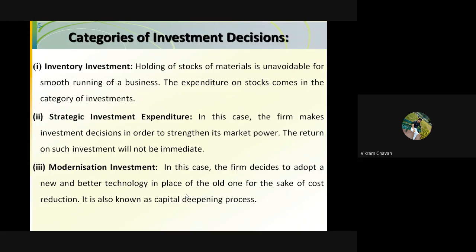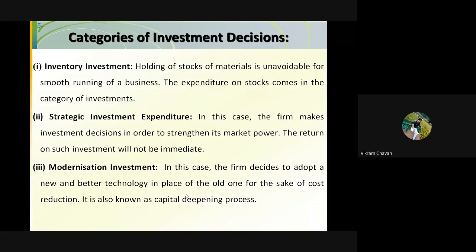When the peak load or the peak demand is there, this inventory will be helpful to accommodate that demand, or to satisfy the customer needs. So the company always prefers to stock the finished goods, or to hold the appropriate inventory at their firm end or industry end. Inventory investment, holding of stocks of materials, is unavoidable for the smooth running of a business. The expenditure on stocks comes in the category of investment.